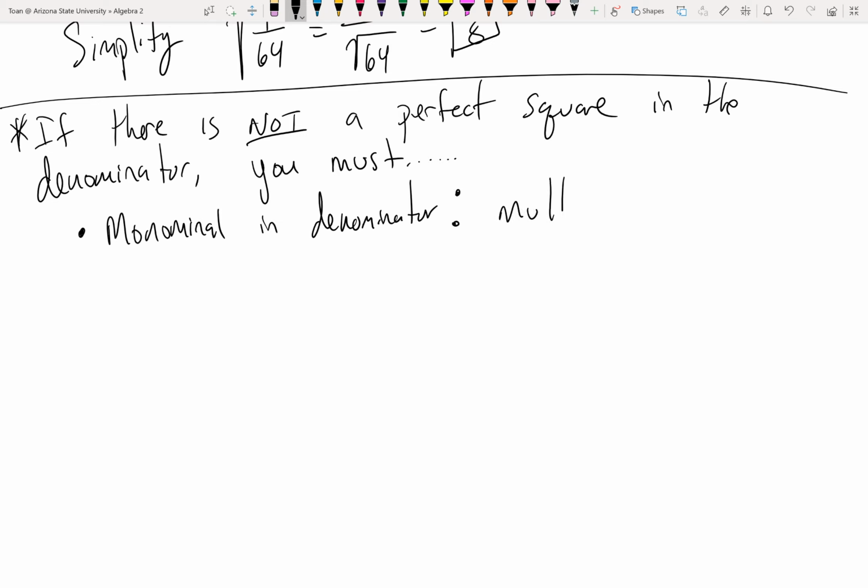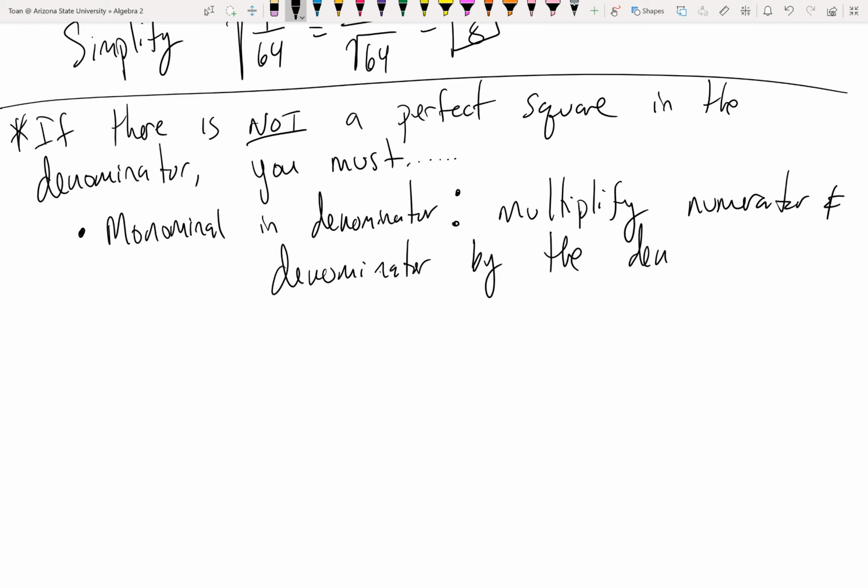you're going to multiply the numerator and denominator by the denominator.